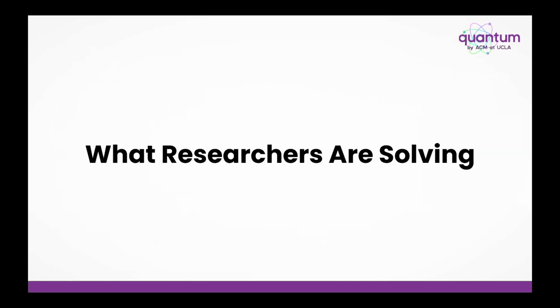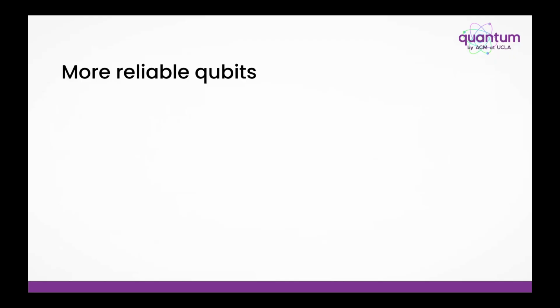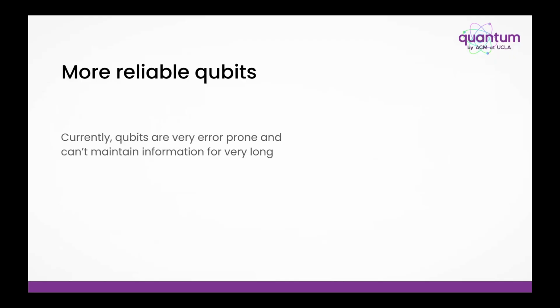In this section, we see what researchers are currently solving, some of the deep open problems that are out there. More reliable qubits. Currently qubits are very error prone. They cannot maintain information for very long. They're very sensitive to noise, and we would want to improve the technology of making these qubits in the first place.